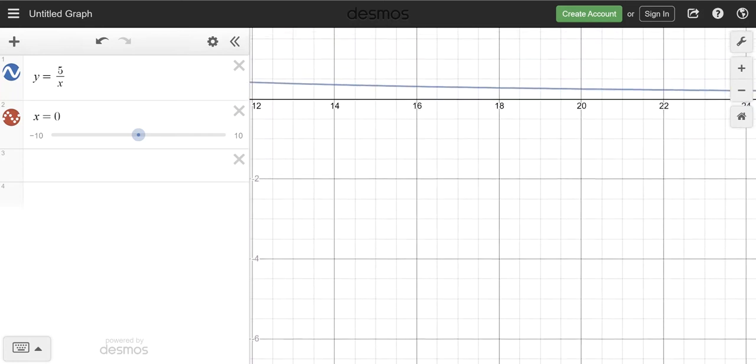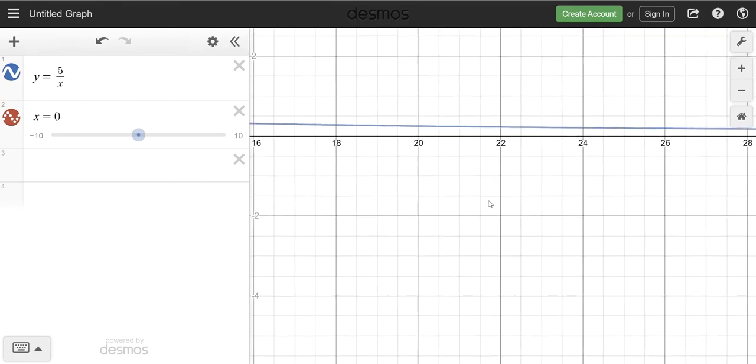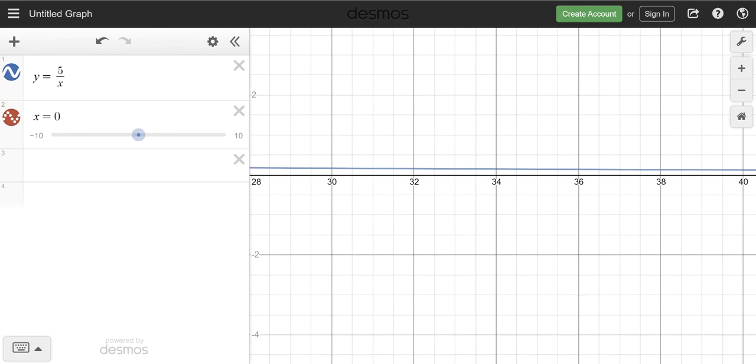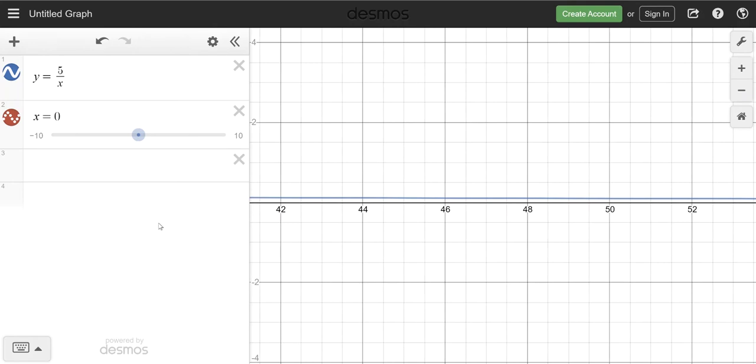If you go out here farther and farther, you'll see it's getting closer. See how this line is getting closer and closer to y equals 0? However, there's still a little gap. And in theory, you can go as far as you would like, but there's still a teeny weeny little space between those two lines.